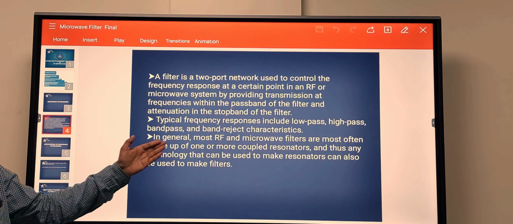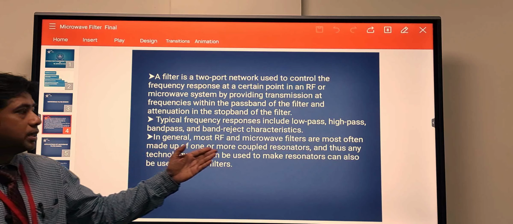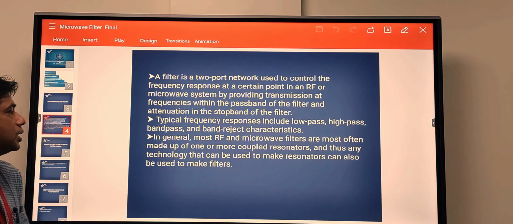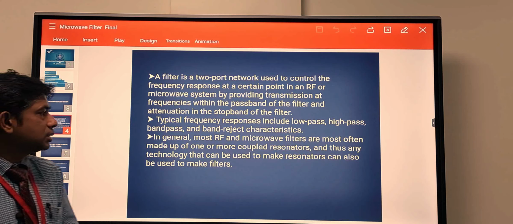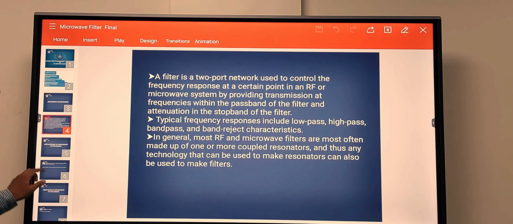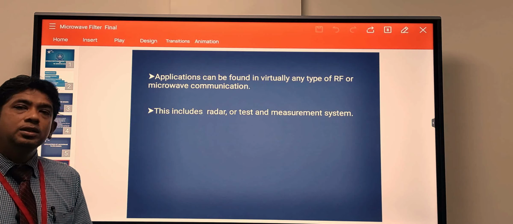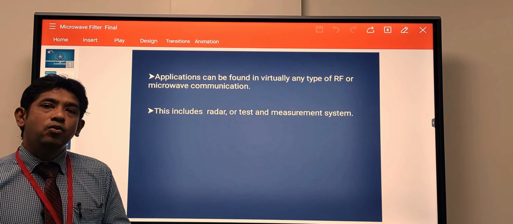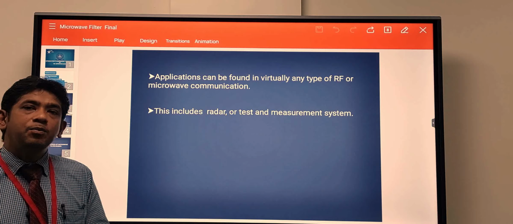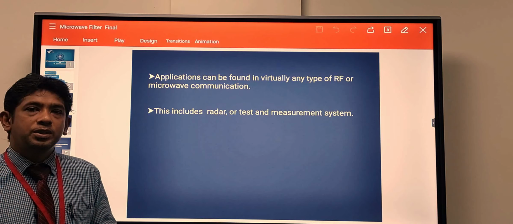In general, most RF and microwave filters are made up of one or more coupled resonators, and thus any technology that can be used to make resonators can also be used for making filters. Moving on, the applications can be found in virtually any type of RF or microwave communication, radar, or test and measurement system.